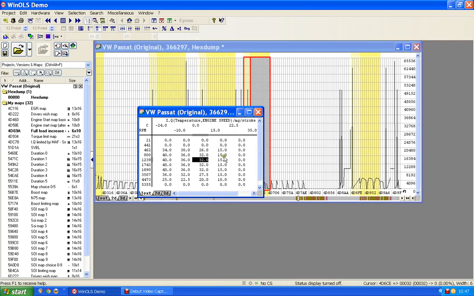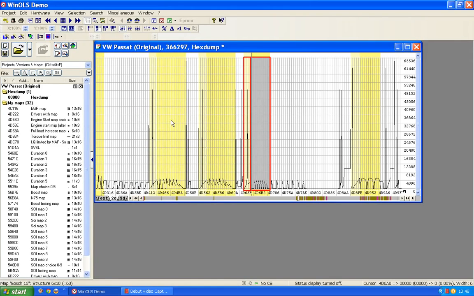And it looks like it's something to do with helping make sure there's a bit more fuel when it's cold, doesn't it? Because it operates quite a lot down here, minus 24, minus 10, 0. And then at 15 degrees it's almost not operating, it's a little bit. And by 22.5 degrees there, it's stopped. It's on 0. So maybe that's exactly what that one is. That's a full load increase. So what we've got then is 2 starting maps, and then a full load increase map.